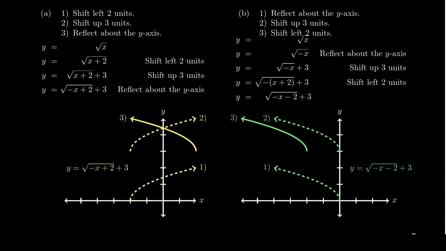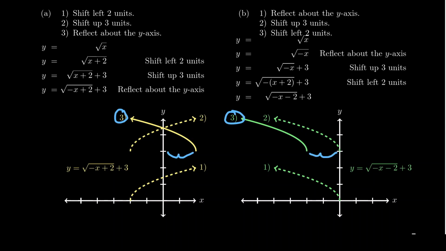And so then step 3 right here, if you take this picture and you shift it 2 to the left, you're going to get the picture here in stage 3. And you see that these pictures are not the same thing. If you compare this graph with this one, you'll see that both of them have been reflected so that the square root's pointing to the left and not pointing to the right. And both of them have been shifted up by 3, but one of them looks like it got shifted to the right by 2, and the other one looks like it got shifted to the left by 2.